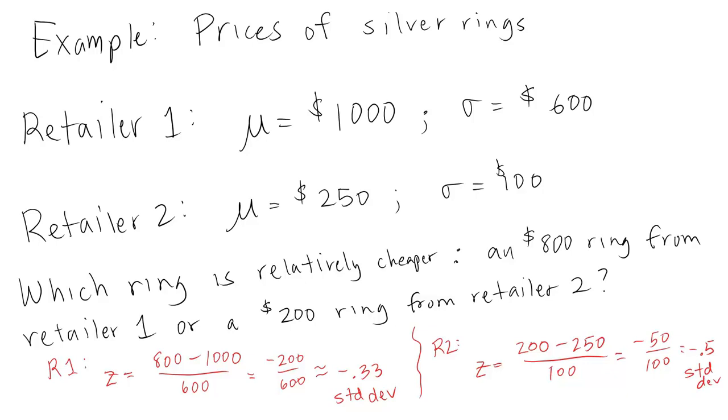So which ring is relatively cheaper? Well, the $200 ring is a half of a standard deviation below the mean, where the $800 ring was only a third below, and so it's the $200 ring that's cheaper. The cheaper ring in this case will be the one with the smaller z-score, and that's the $200 ring from retailer 2. Let's look at another example.